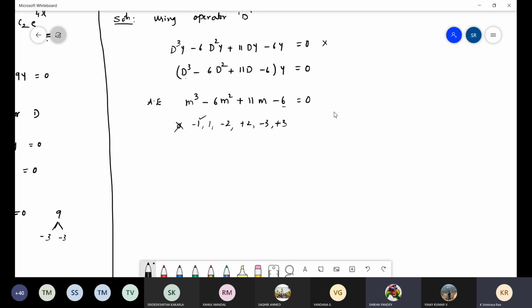Observe carefully. You calculate somewhere. Put m equal to minus 1, m equal to plus 1, minus 2, plus 2, like that. You have to find one root. So easily see, this is m cube, plus 1 here, and 1 plus 11 is plus 12, minus 6 is minus 12? So m equals plus 1, you will get 0. Is it right?